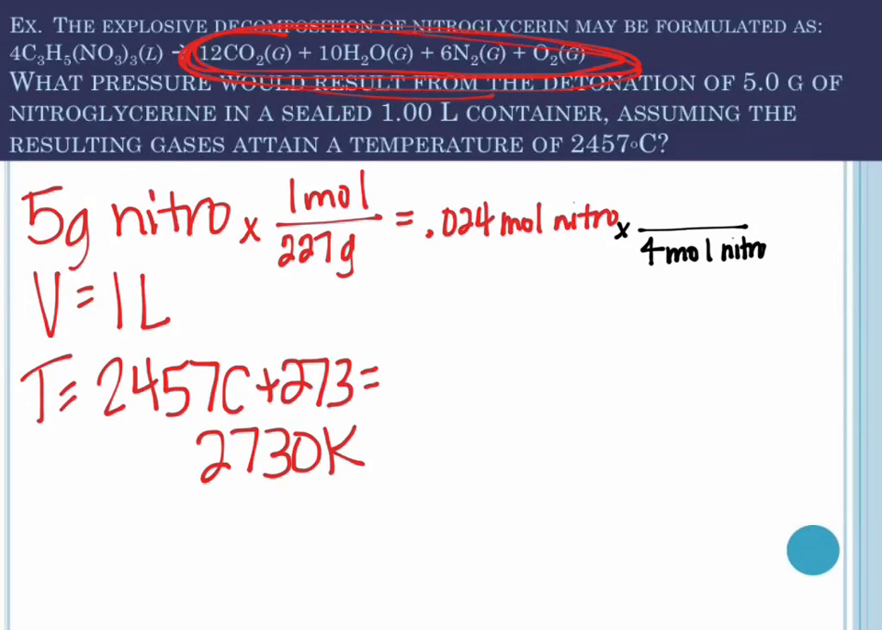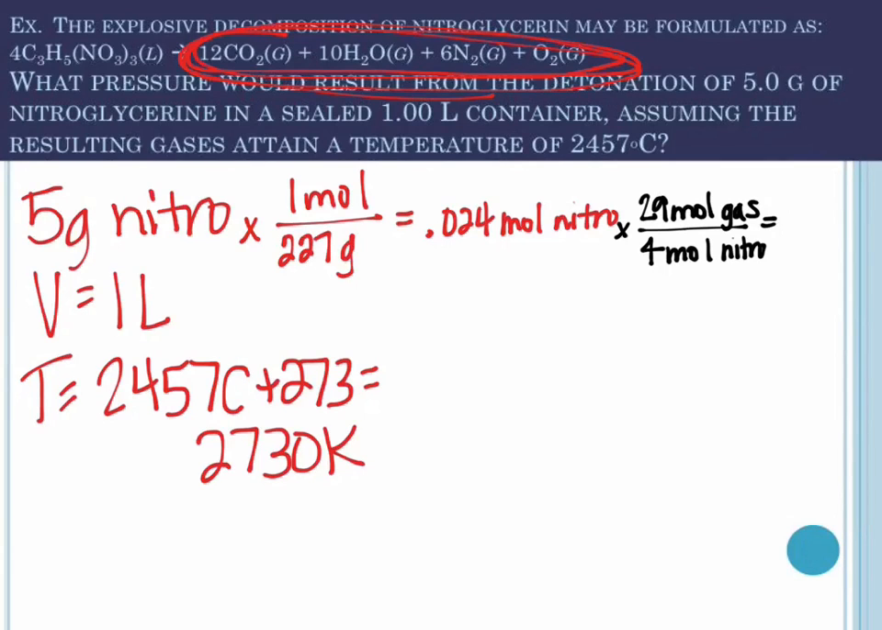So if I have 12 moles of carbon dioxide, and I add that to 10 moles of water, plus 6 moles of nitrogen, plus 1 mole of oxygen. What is that? 29. All those coefficients are gases. All those gases are going to exert a pressure. Why are we only looking at the product?